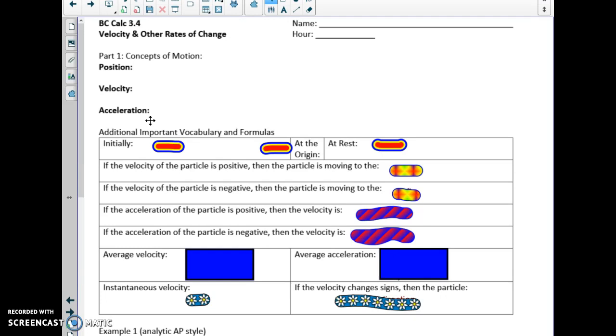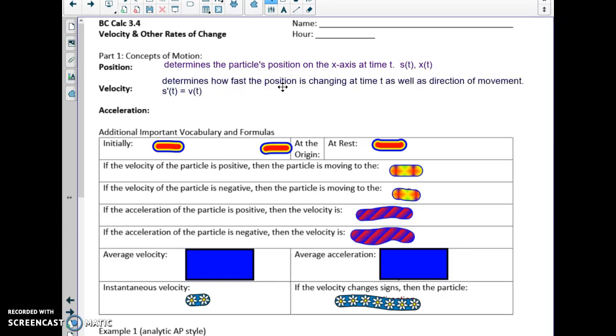So there are 3 concepts of motion that we want to talk about first, and then have some additional vocabulary that we'll go over. So the first one is position, and a particle's position basically determines the particle's position on the x-axis at time equals t, or at any time t. And there's 2 ways to write that. It's either s of t or x of t. Either one is fine.